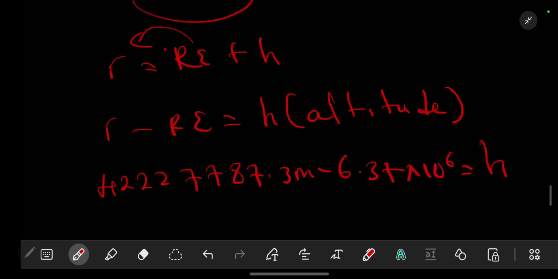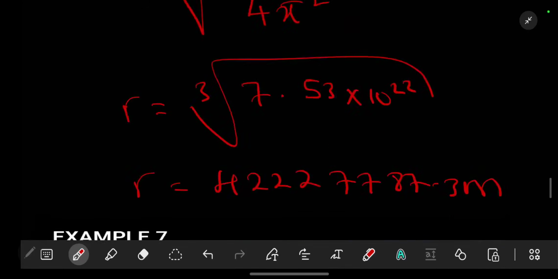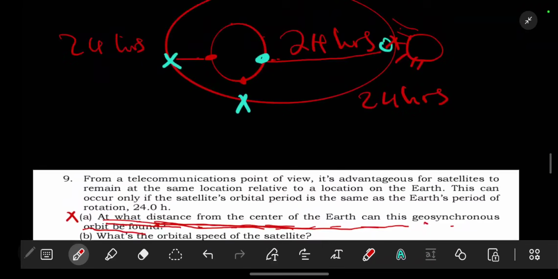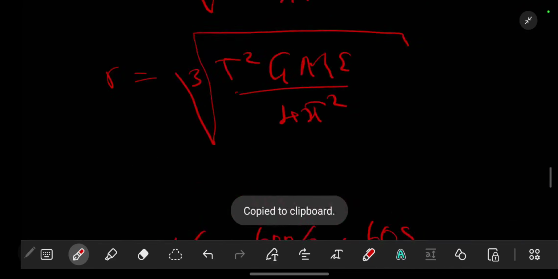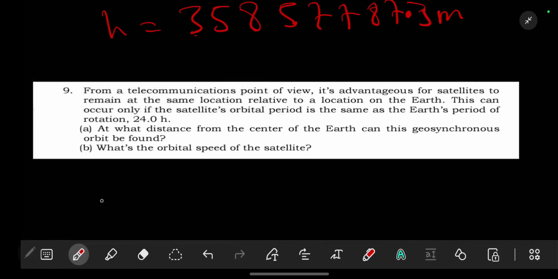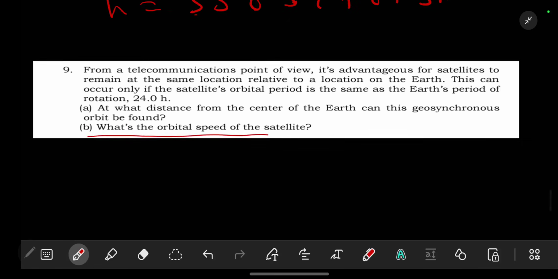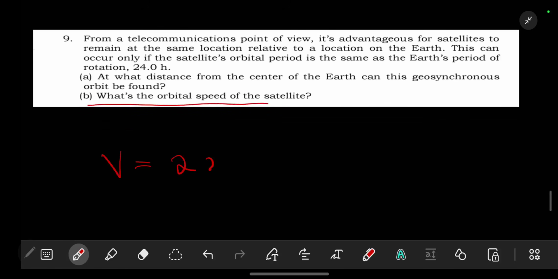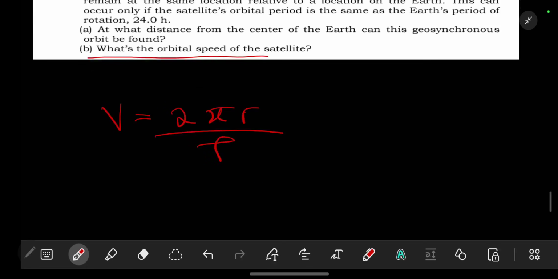If that's the case, for B of this one, it says, what is the orbital speed? So remember, we derived the speed to be 2 pi r over the period. So to find 2 pi r over the period, we have V should be equal to 2 pi, then this radius is from the center. Don't get it confused.